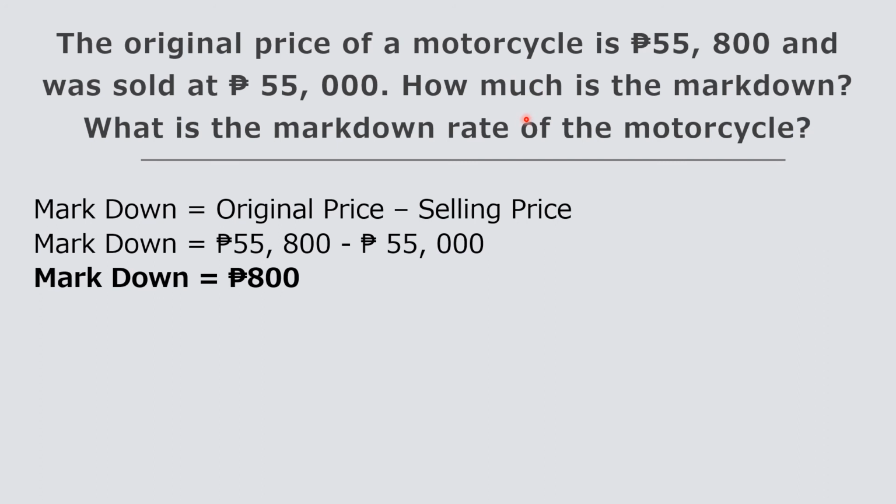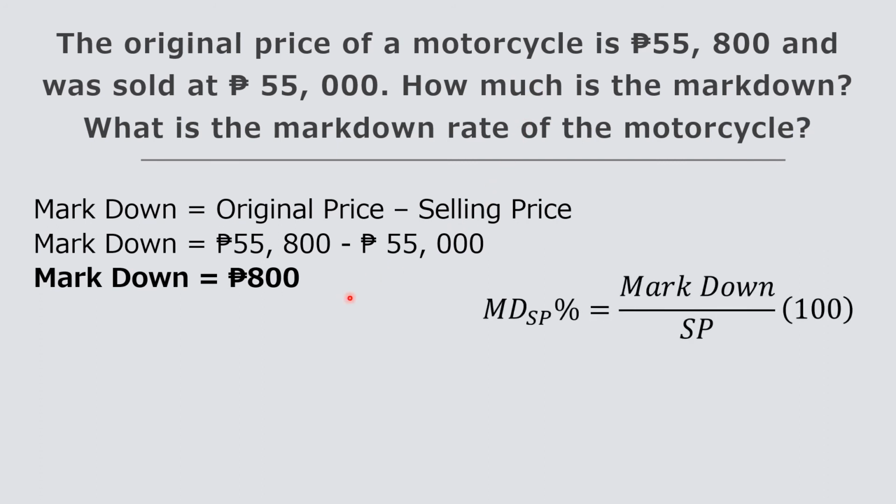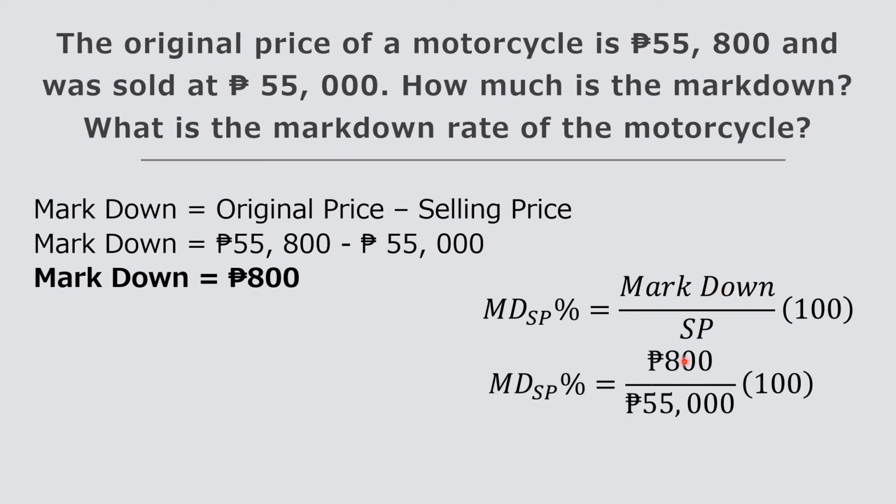Now let's proceed to the markdown rate of the motorcycle. So we'll be using this formula. Markdown rate based on the selling price is equal to markdown divided by the selling price times 100 to get the percentage. So let's substitute the values. For markdown, we have 800. For selling price, we have 55,000 pesos, times 100. By dividing 800 by 55,000 times 100, we'll get the rate which is equal to 1.45%. This is now the markdown rate based on the selling price. And with that, we already answered the questions on the problem above.